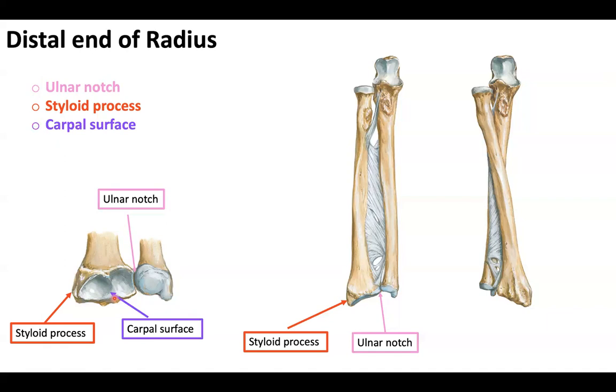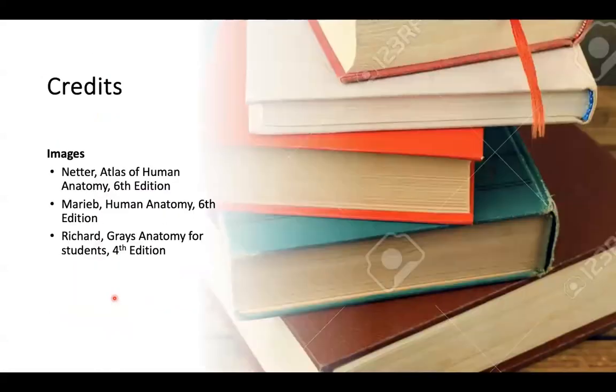So radius and ulna are bones of the forearm, and both of them are long bones, so they have features proximally, in their shaft, and distally. That's all about radius and ulna.